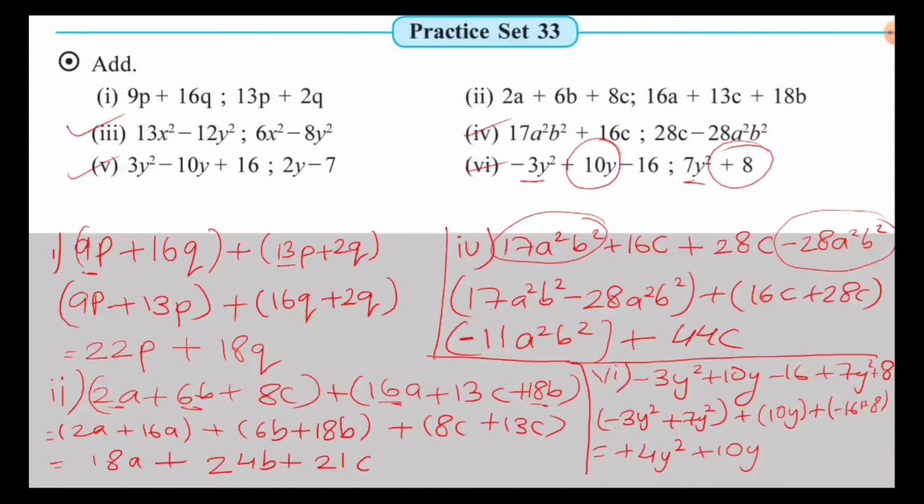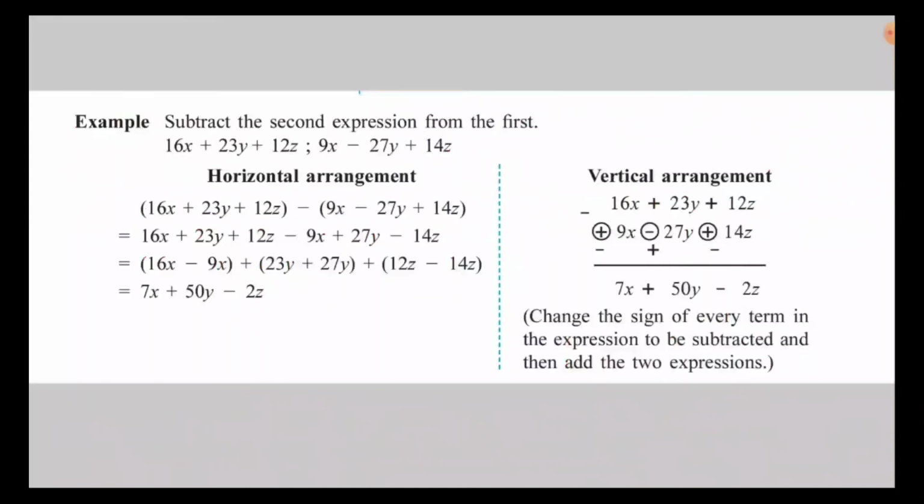Okay, again plus minus will be minus plus 2, sorry, this is minus 16, this is plus 8, so it will be minus 8. Okay, this finishes our practice set 33 also. This was addition and that was very easy.